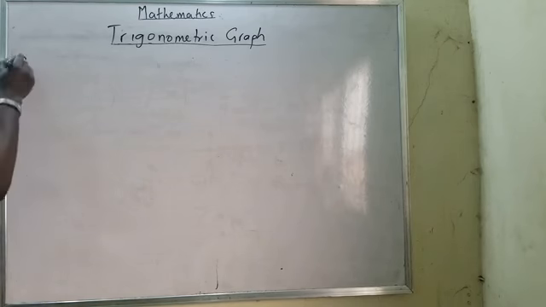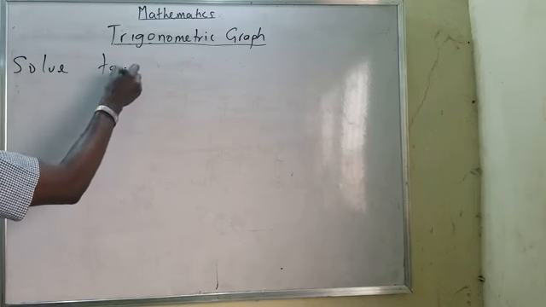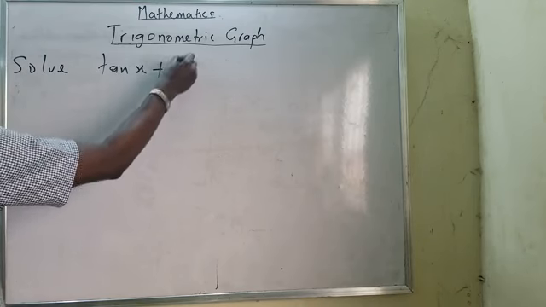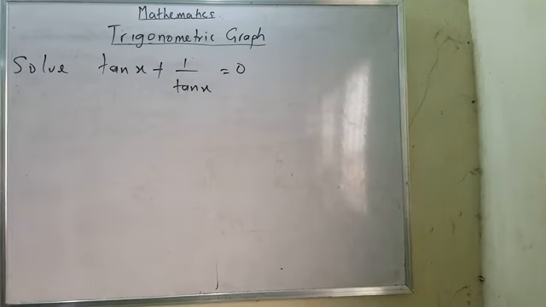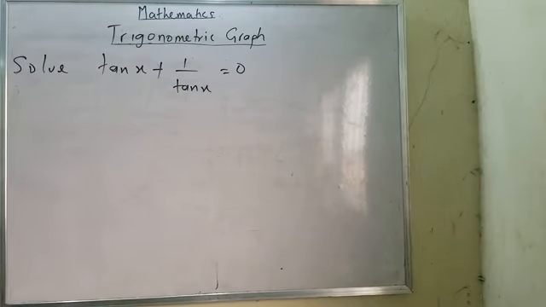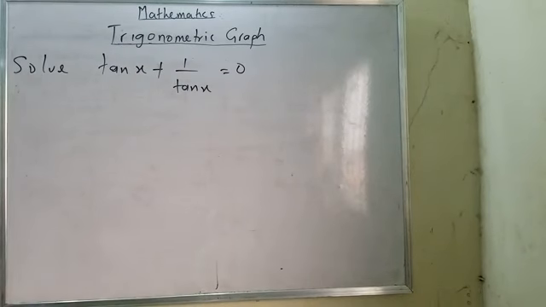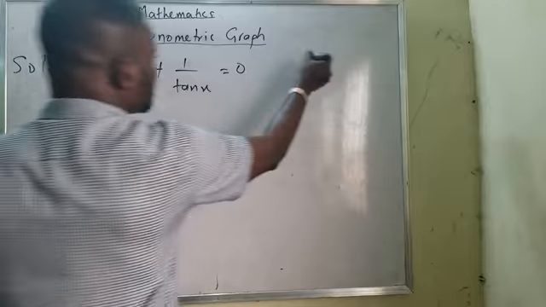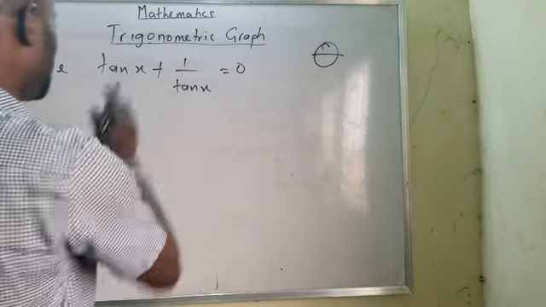Let me solve another problem just to put more effort on this. Solve tan x plus 1 over tan x equals 0. Now, for your information, why use x? I can decide to use anything, but know that I'm talking about angle. Also, I can use theta. We mathematicians are used to theta more when it comes to angle and trigonometry, but take note that it can be anything. I'm just setting the parameters, which is not a problem.